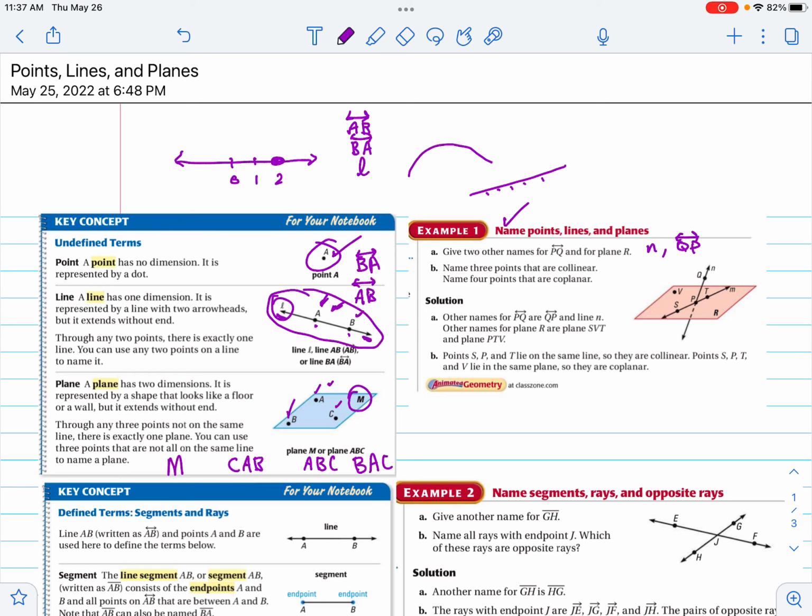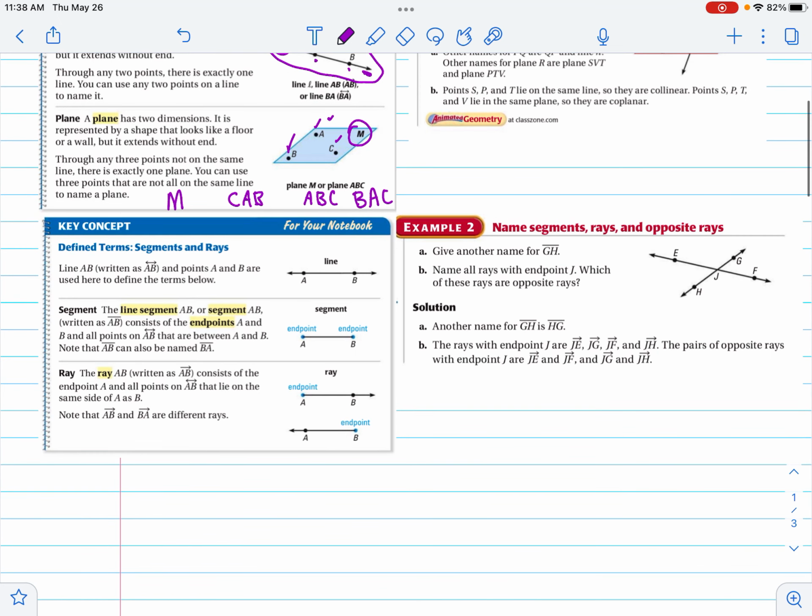Okay? So let's see here. SPT, those are all on the same plane. Notice Q is not on that plane. Q is not on there. VSPT. Okay? So VSPT, those are all points that are on that same plane. Okay, so we got points, lines, and planes. Now let's look at the next part.